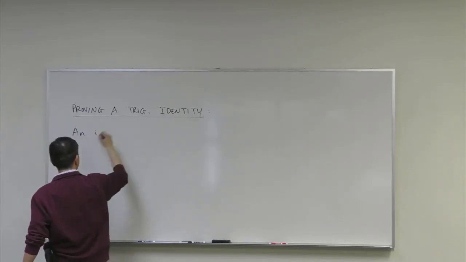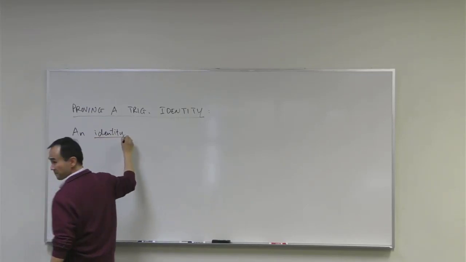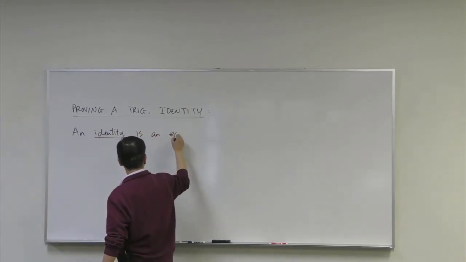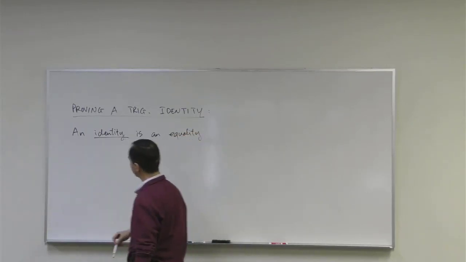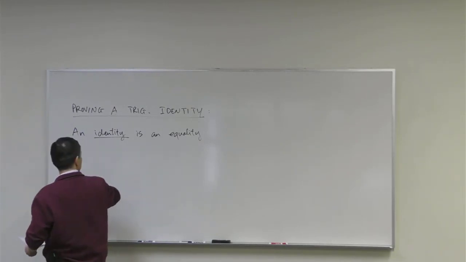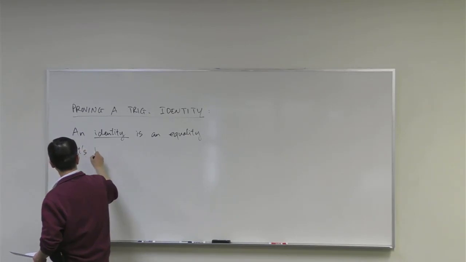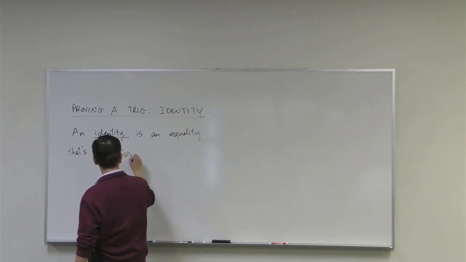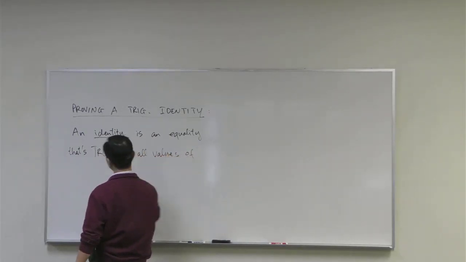It doesn't have to be a trig identity. Just anytime working in math, you hear the term identity. An identity is basically an equality. Okay? An equality, sort of like an equal expression, right? This side is equal to the other side. An equality that is true for all values of the variable.